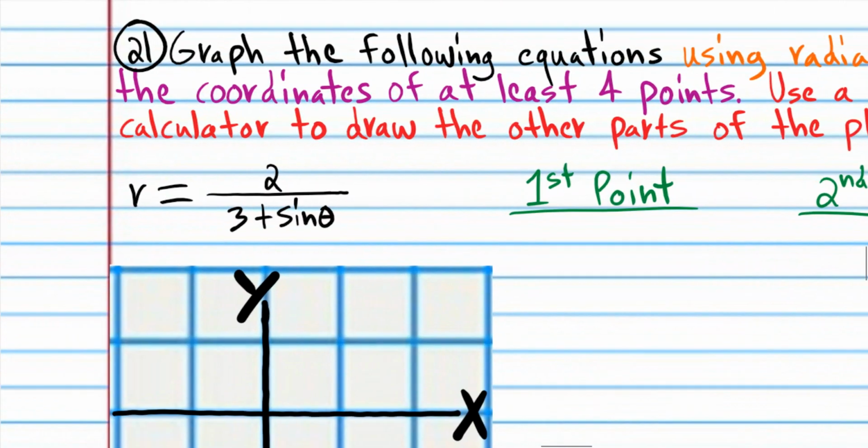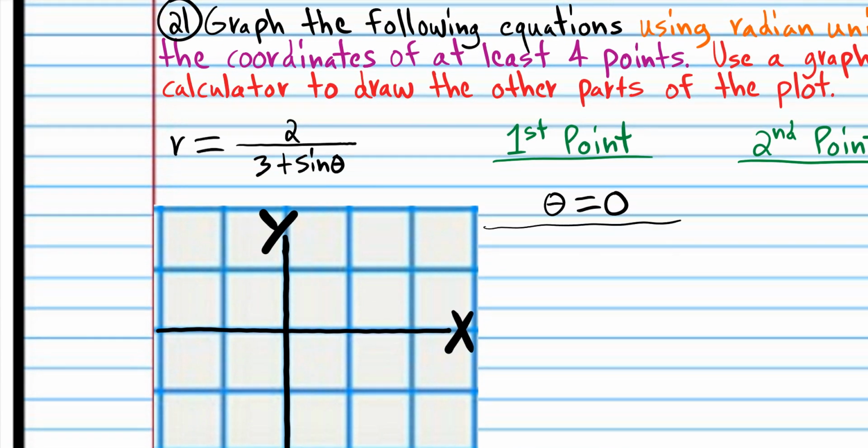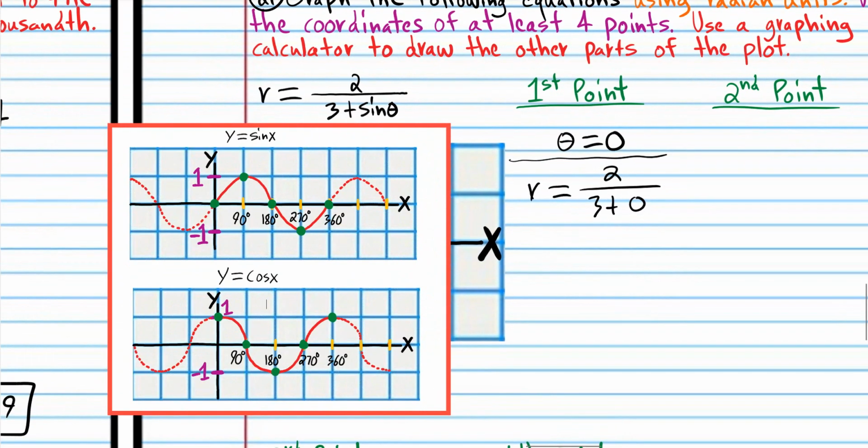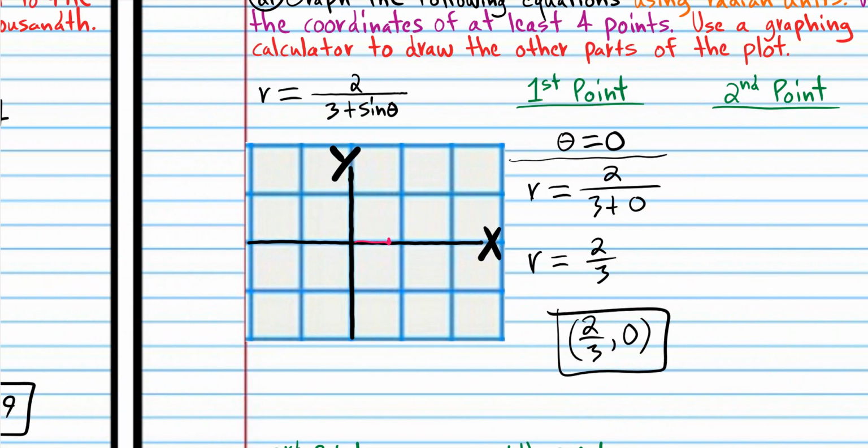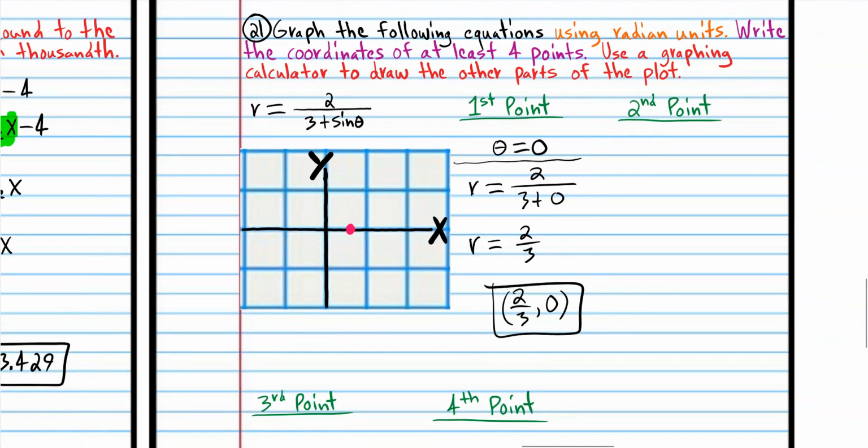All right, we're back. So I'm going to let theta equal 0. Now notice I don't write a degree symbol here because I'm not using degrees, I'm using radians. So r is equal to 2 over 3 plus sine 0, which is 0. So r is equal to 2 over 3. So 2 over 3, comma, 0 is our first point. So let's count out 2/3 and then rotate 0 degrees, and we get our point is approximately there.